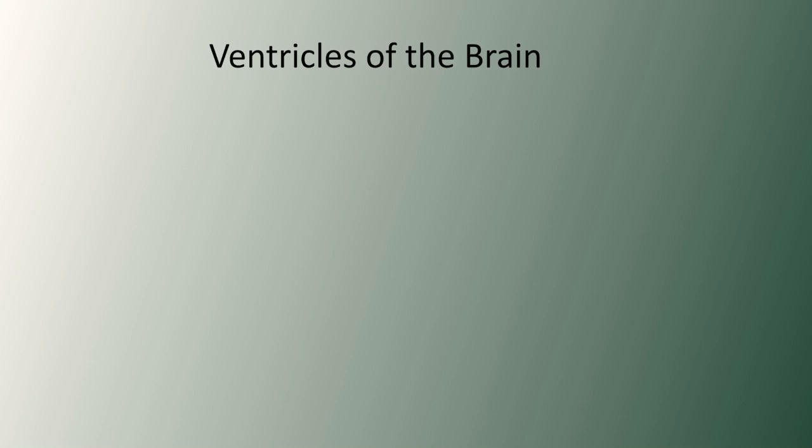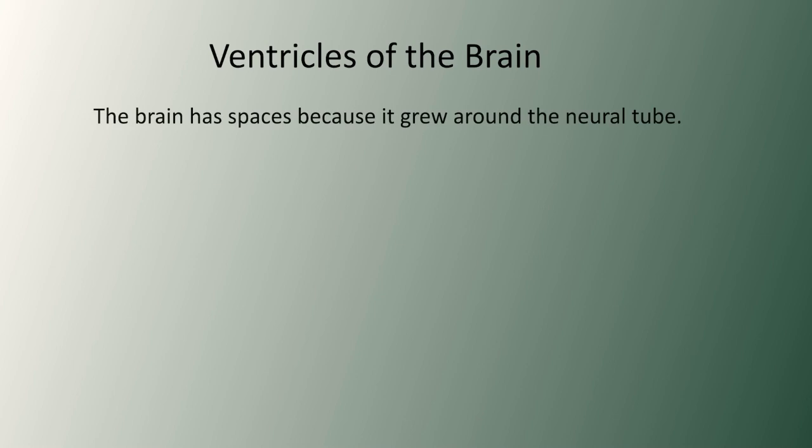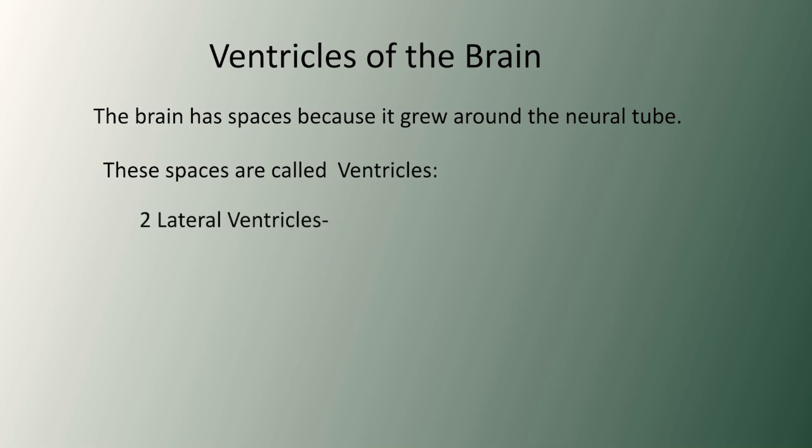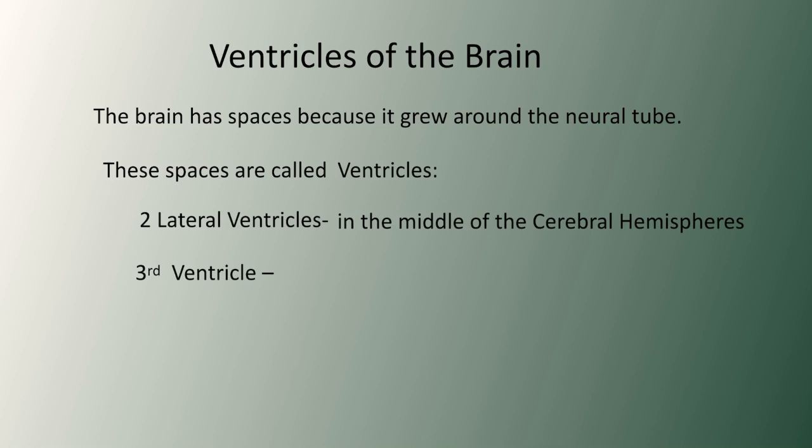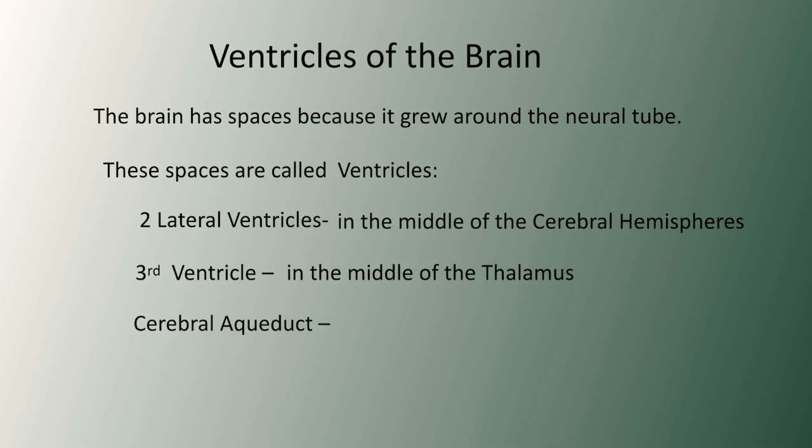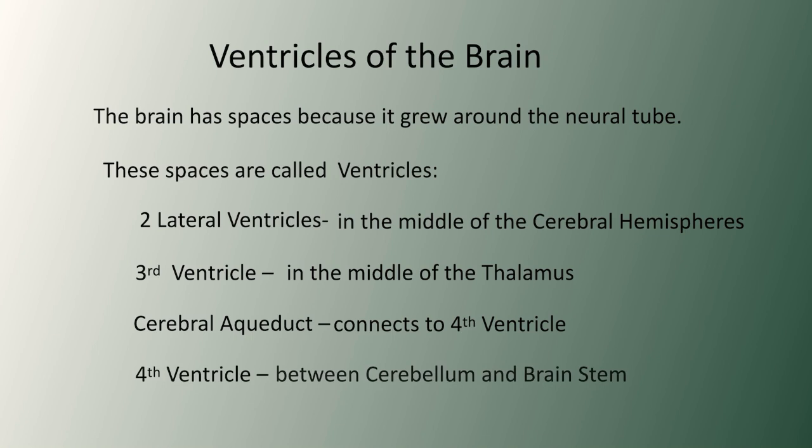Let's talk about the ventricles of the brain. Remember, we started off with that neural tube. So the brain has spaces because it grew around that neural tube. These spaces are called, that's right, ventricles. We have 2 lateral ventricles in the middle of the cerebral hemispheres. Our third ventricle is in the middle of the thalamus, and we have the cerebral aqueduct connecting that third ventricle to the fourth ventricle. Our fourth ventricle is between the cerebellum and the brainstem.